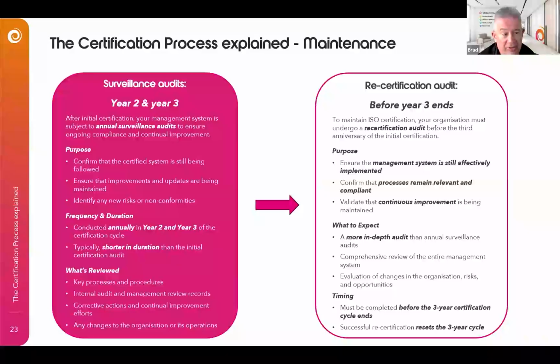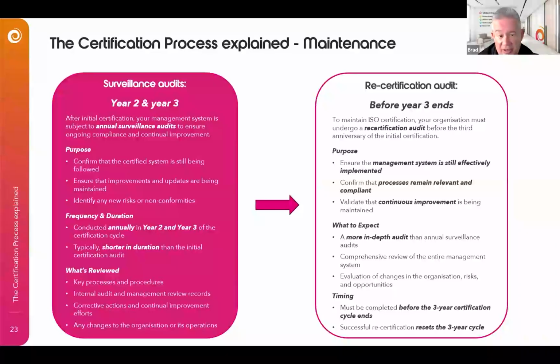We review key processes, procedures, internal audit and management review records, corrective actions and continual improvement efforts, and any changes to the organization or its operations. So years 2 and 3 are then done. And then before year 3 ends, we then do a recertification audit to make sure that the system is still effectively implemented. It confirms that processes remain relevant and compliant.